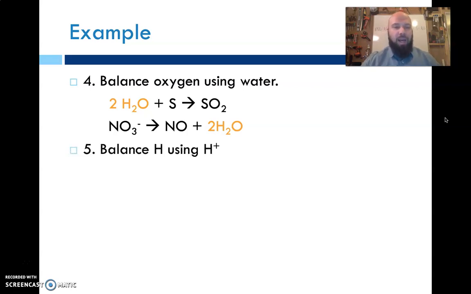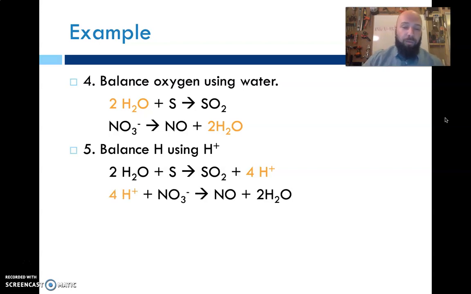Step 5 was balance hydrogen using H+. We are in acidic conditions, so we're just going to put H+. Know that H+ will then combine with another water to create hydronium because it wouldn't exist just as a proton in an aqueous solution. But we're going to write H+ for the purpose of just the redox reaction. In our first half reaction, we had 4 hydrogens on the product side to balance out the water, and then 4 on the reactant side to balance out the water again in our second half reaction.